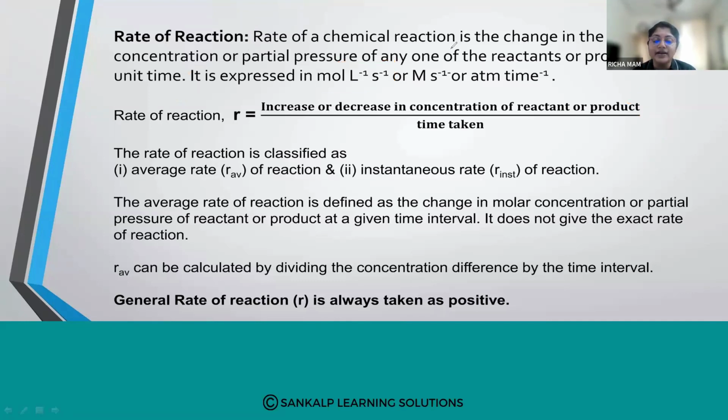So rate of chemical reaction is what? It is nothing but the change in concentration or partial pressure of any one of the reactants or products per unit time. So it is given by plus or minus dx by dt. The change in concentration is with respect to time. And please remember the unit. It is mole per liter per second.